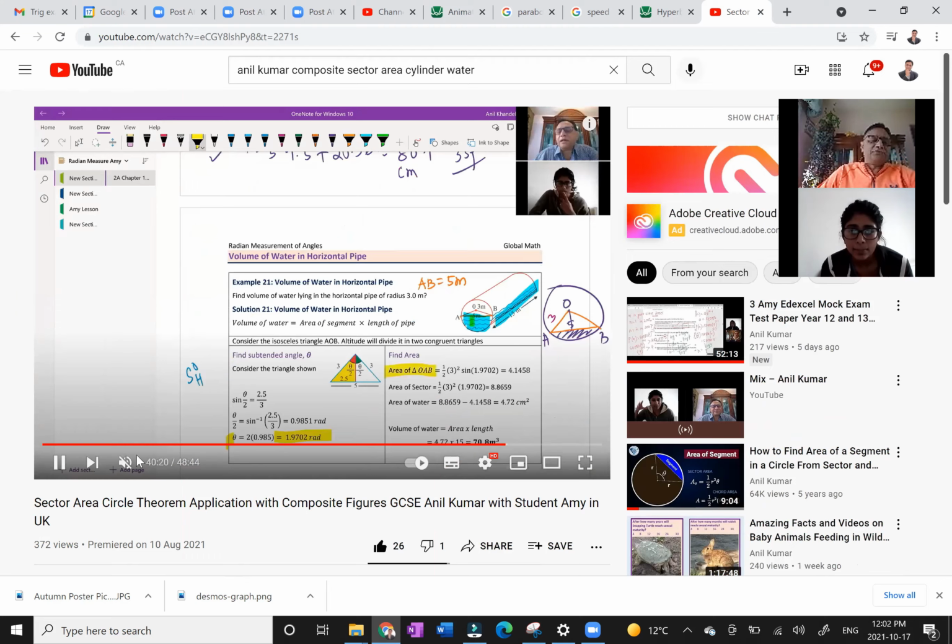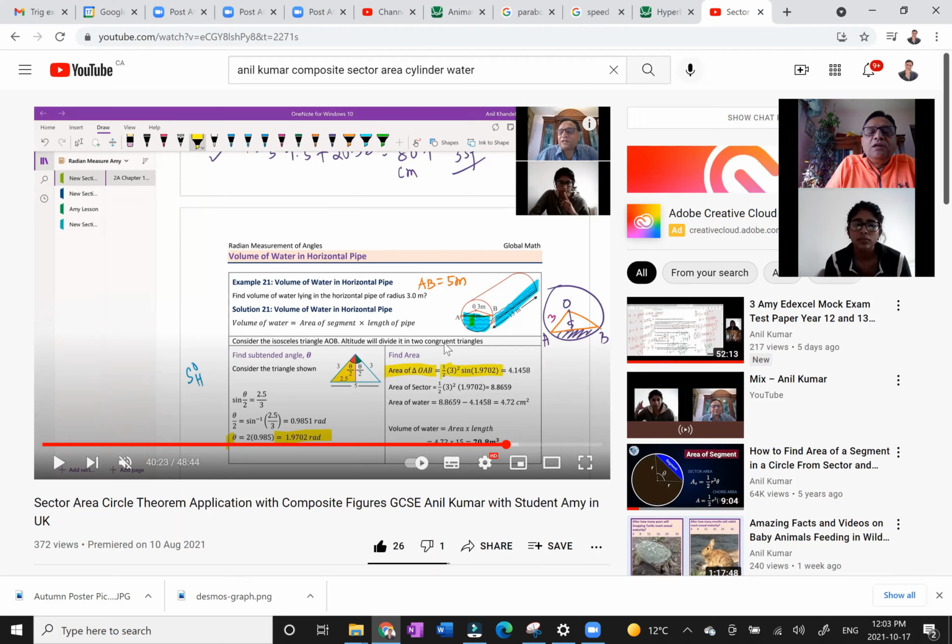Oh, this is what I was looking for. Have a look at it. Horizontal pipe. Can you please read this question? Find the volume of water lying in the horizontal pipe of radius 3 meters. Correct. So 3 meters is this, and what is the height of the water? That will be given in the description, the chord length is 5 meters.